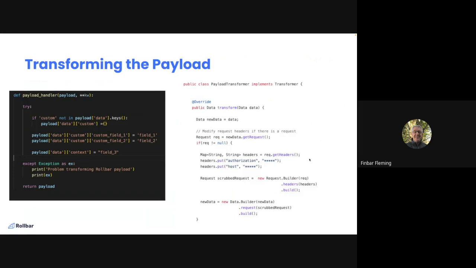And then, this here is just an example, a few different examples of transforming the payload. On the left-hand side, we see Python, where we're tagging some additional custom fields to the payload just before it gets sent. And on the right-hand side, in the Java payload transformer, if there's a request object included in the error data, which there typically is in the case of Spring Boot, you can scrub maybe the authorization token and the host name so that isn't being sent to Rollbar.